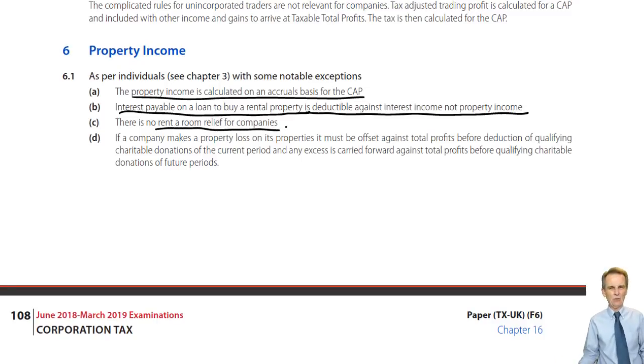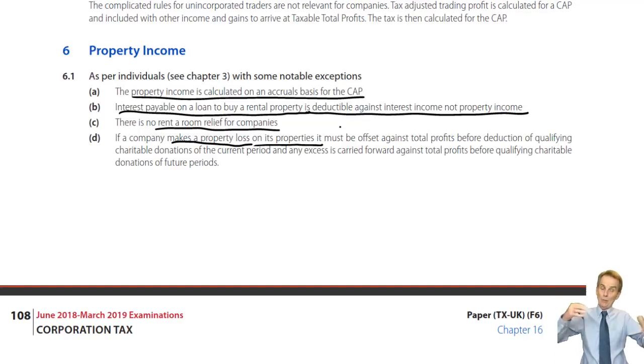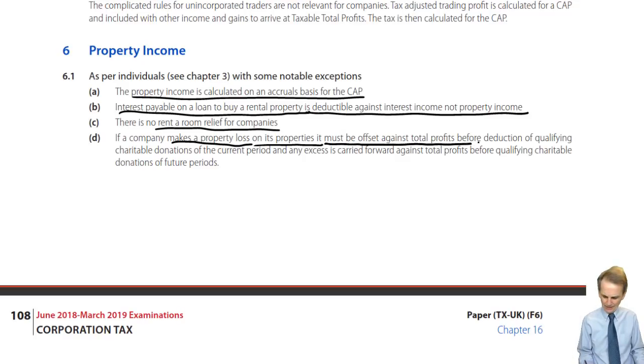It doesn't exist, of course, for companies. There's nothing like that here. If a company makes a property loss on its properties, to begin with, like with income tax, pool all those properties into one. What's the rental income accrued? What's the allowable expenses incurred? If it is more income, as it usually is, than expenses, that is your property income assessment. Put it in the corporate tax comp. If it's a loss, that must be offset against total profits.